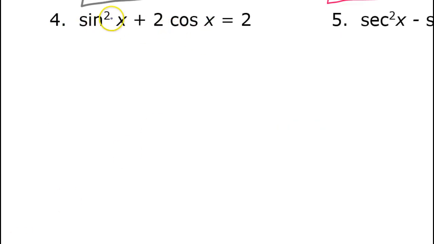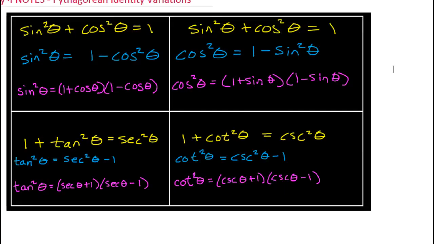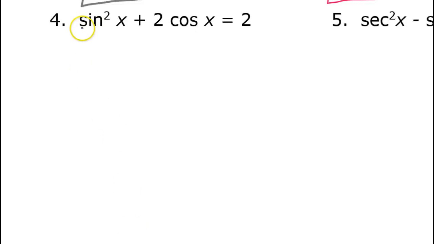Okay, I do not like the fact that I have 2 different trig functions. So if I look at my identities, I see that sine squared is equal to 1 minus cosine squared. Alright, so I'm going to replace this with 1 minus cosine squared. And then I'll just bring down the rest.